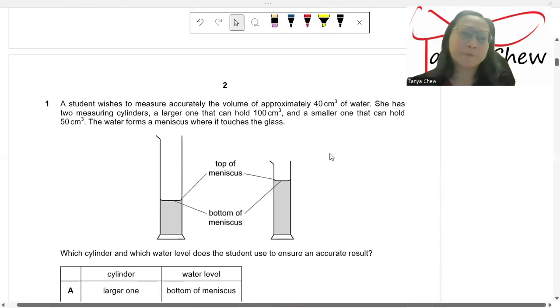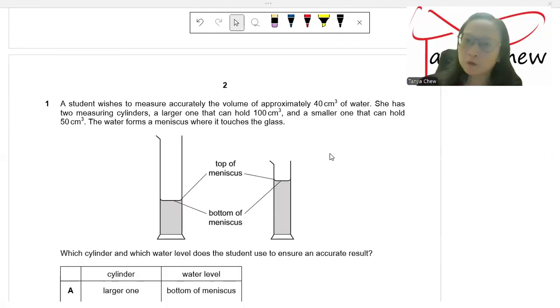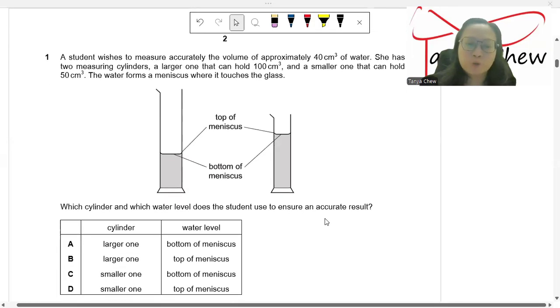Now, question number 1. A student wishes to measure accurately the volume of approximately 40 cm cube of water. She has two measuring cylinders, one large one which can hold 100 cm cube and a smaller one which can hold 50 cm cube. The water forms a meniscus where it touches the glass. Which cylinder and which water level does the student use to ensure an accurate result?